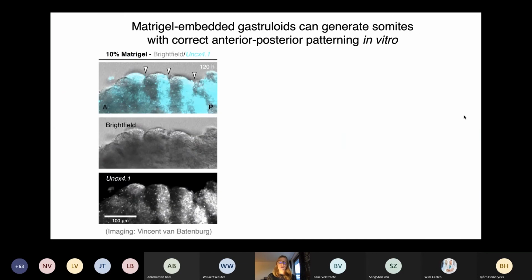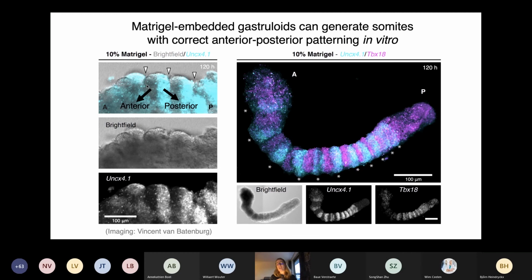And if you zoom in on these somite-like structures, you can see that they even have very clearly defined anterior and posterior halves. So this is one somite, which will later give rise to one vertebra and one rib of the embryo. In embryos, these somites have very clearly defined anterior and posterior halves that have different functions. If we zoom in on these somites, you can see that the gastroloid somites also have clearly defined anterior-posterior patterning. I could also confirm that when we performed a double staining on UNCX and TBX18, which mark the posterior and anterior halves of these somites, respectively.